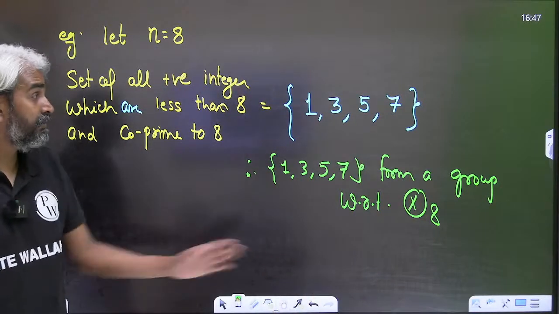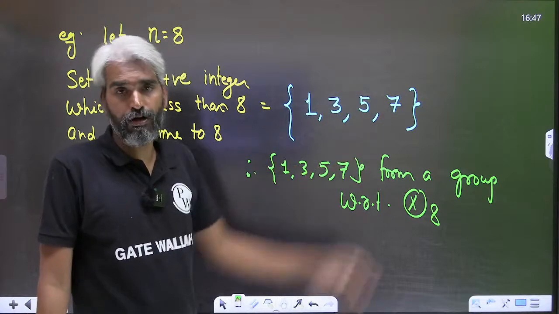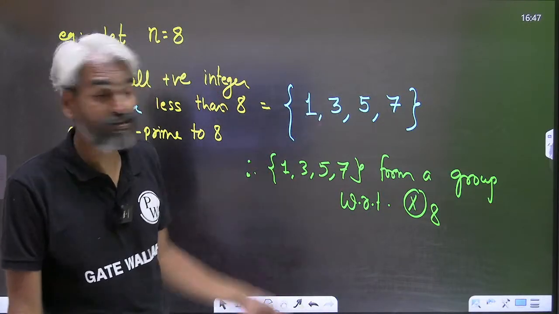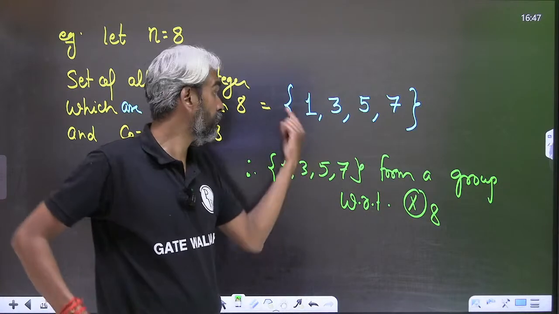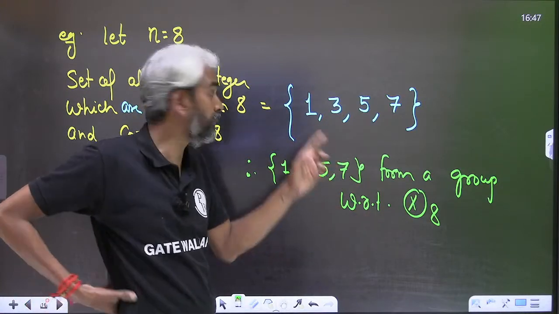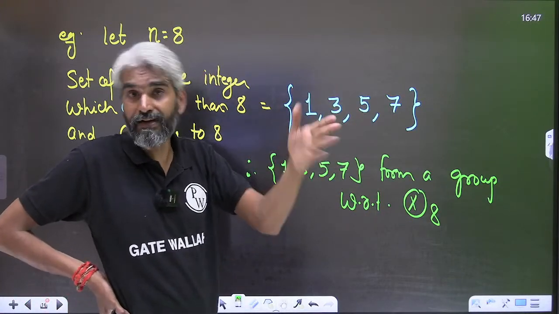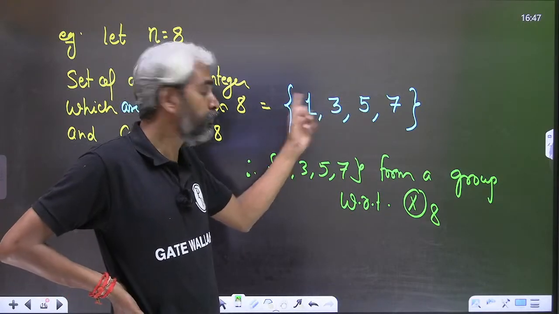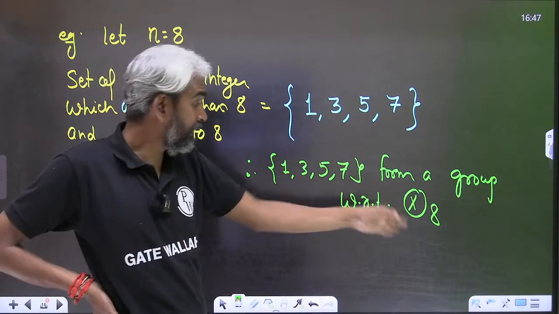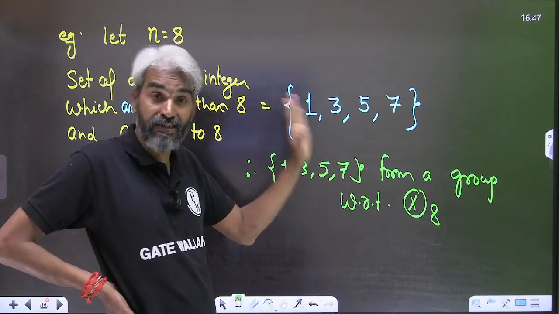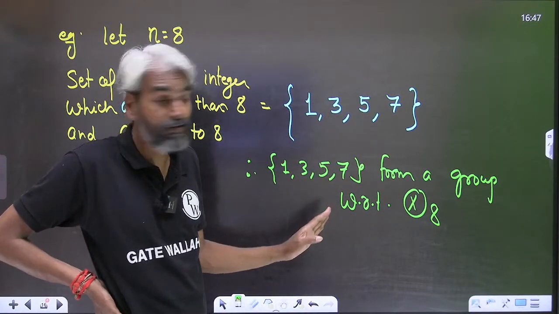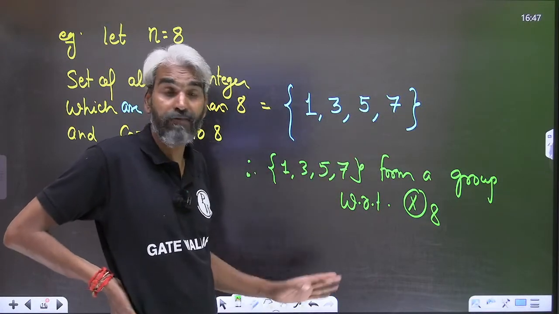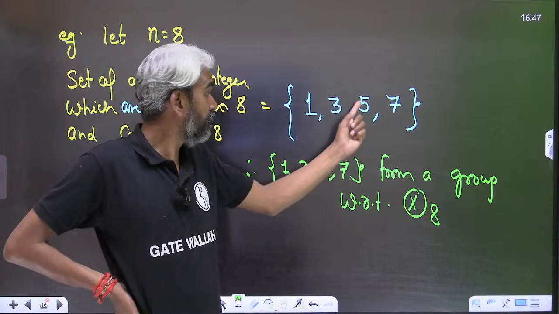If you want, you can check. Take any two numbers in whatever order and perform multiplication modulo 8. The result will be within the set. 1 into 1 divided by 8, remainder 1. 1 into 3, 3 divided by 8, remainder 3. 1 into 5, remainder 5. 1 into 7, remainder 7. Then 3 into 1 is the same. 3 3s are 9, 9 divided by 8 remainder 1, within the set. 3 5s are 15, 15 divided by 8 remainder 7, within the set. 3 7s are 21, 21 divided by 8 remainder 5, within the set.